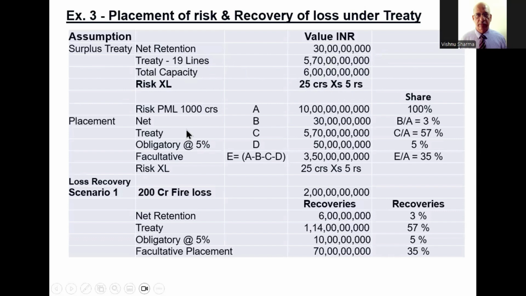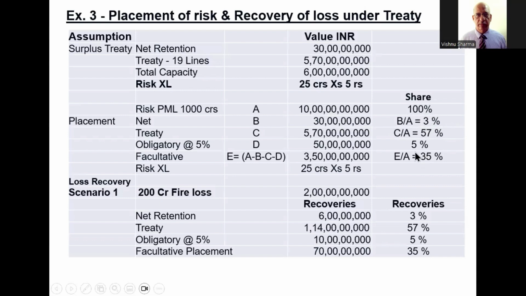Total capacity is 600. Now, there is a risk where the PML is 1000 crores. Now, what will happen? PML is 1000. Net retention 30. So what is the percentage? You keep on calculating the percentage. So retention is 3% only.